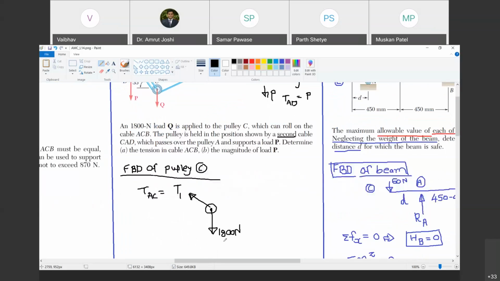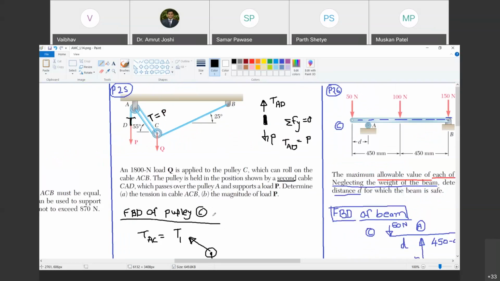It is pulling the pulley. Tension will pull. Cables anyway cannot have compression. If compression comes in a cable, it goes slack. So there cannot be any compression, it has to be tension. Are you with me?